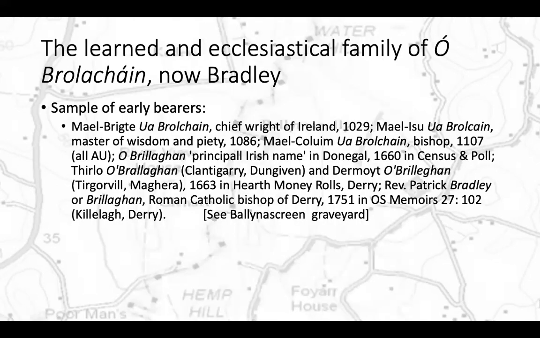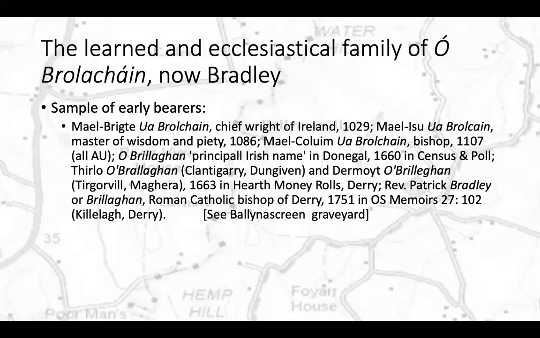Now that was an example of transliteration. Now this is an example of an adoption. The learned and ecclesiastical family of O'Brolachan, which universally by about the mid-18th century became Bradley. Translations, I think, quite often are even later than that. So people went on using a version of the name in Irish for a very long time, which I think is often forgotten. Now, this is just a sample of the early bearers. It was a famous name.